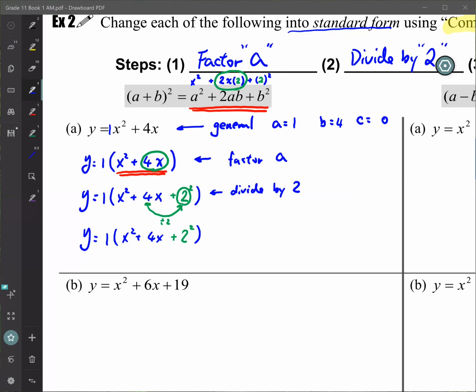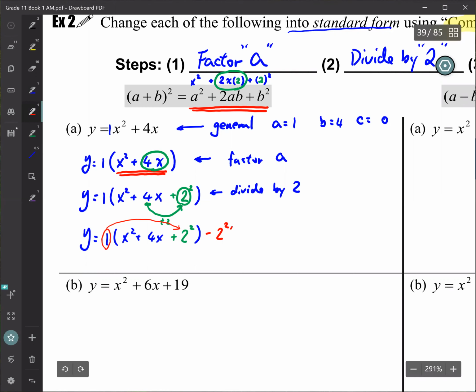And then you balance, okay? Balance, I'll use the red now. So minus 2 squared. Okay? And not only that, you minus the 2 squared because of the green part, remember the 1 at the outside. Right? This 1 that you take out at the first step, it's also going to affect the inside as well. So when you balance, you need to also times 2 squared with the 1.